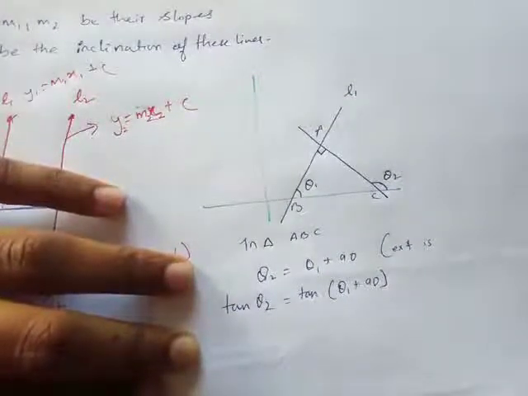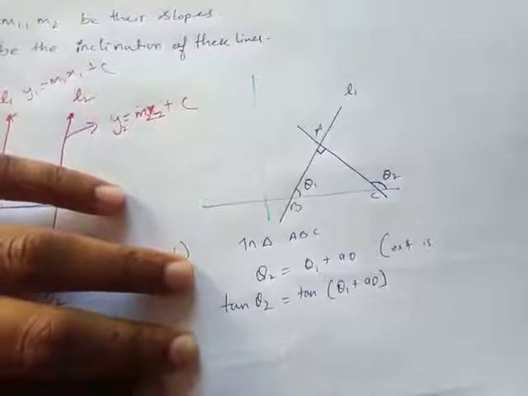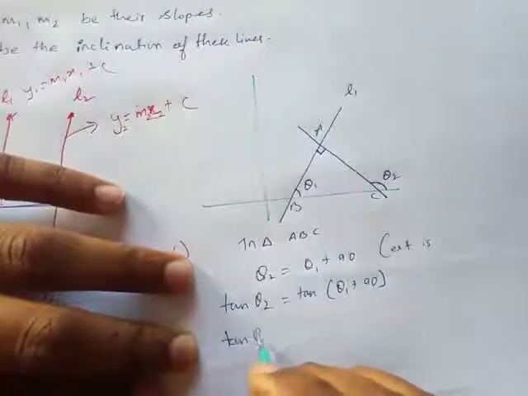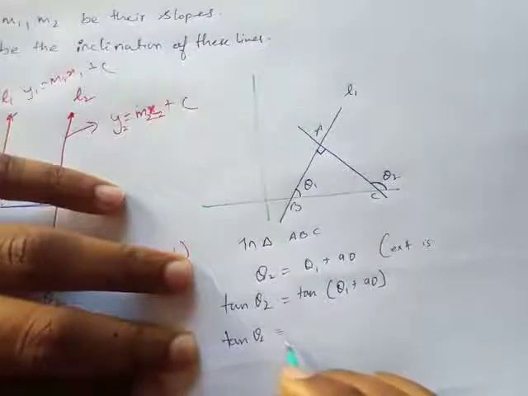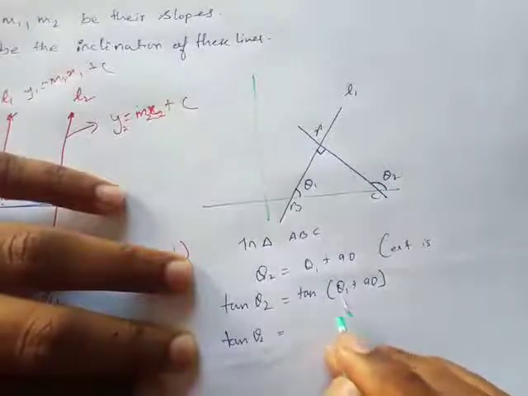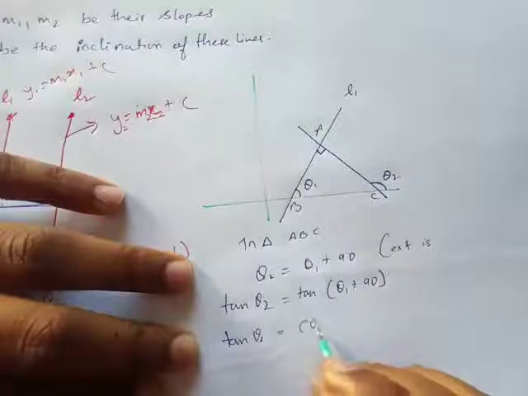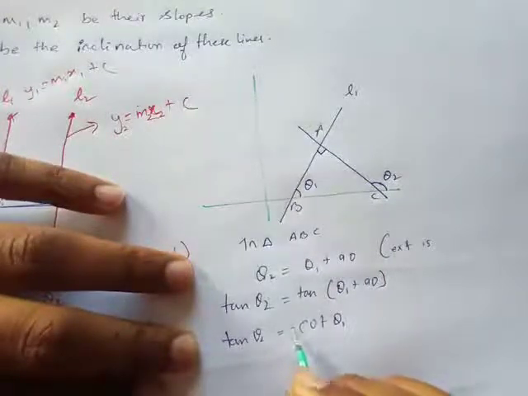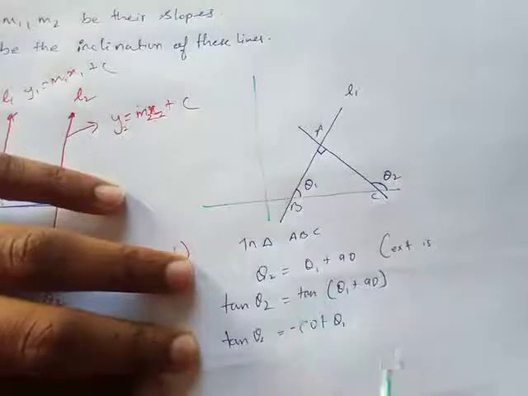I agree with you. Okay, now remember one thing, tan theta 2 is equal to, this can also be written as cot theta 1 minus cot theta 1. We have studied this in trigonometry.